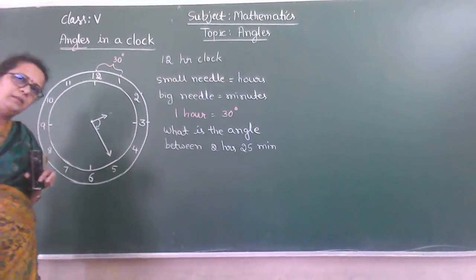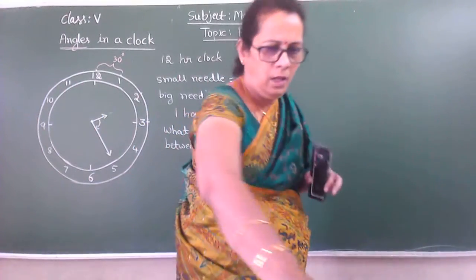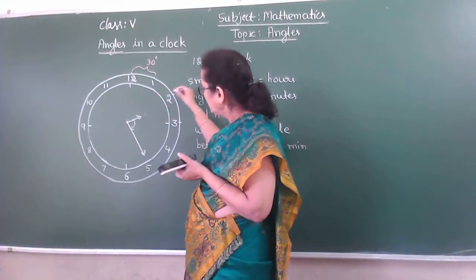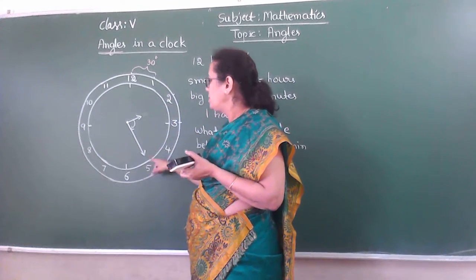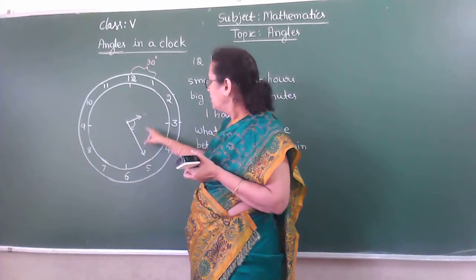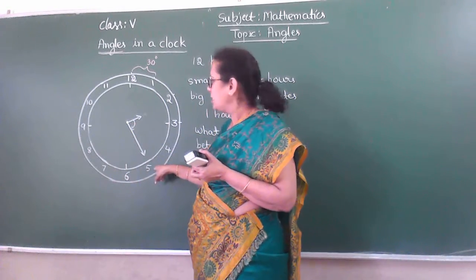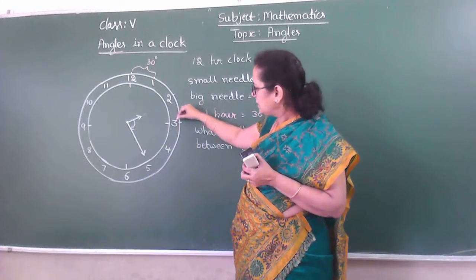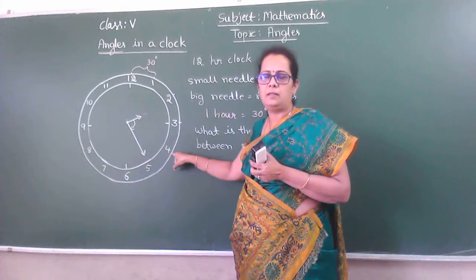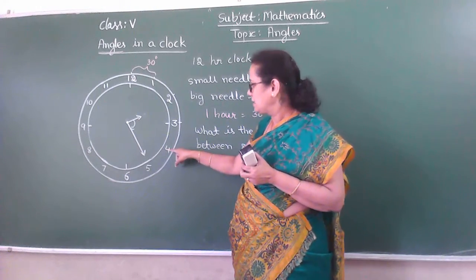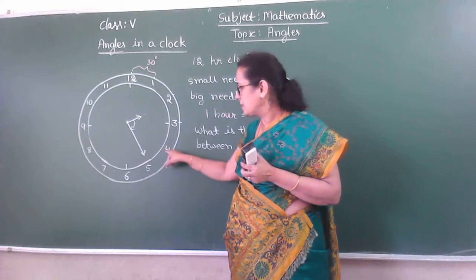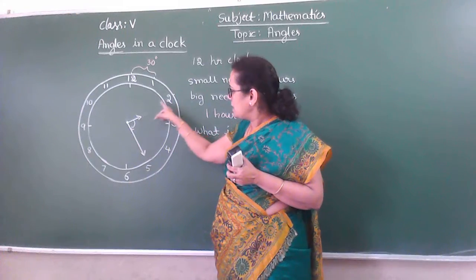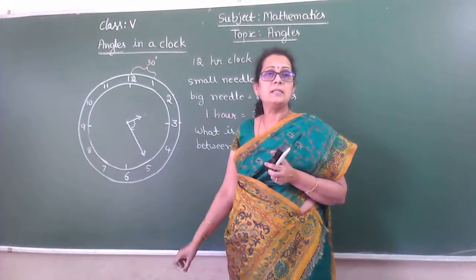Okay, now what will you do? How do you tell it? See, now you count from 2 to 25. From 2 to 3, how many degrees? 30 degrees. 3 to 4 again 30 degrees, plus 30 degrees. Plus 5, that is another number, 30 degrees. So the angle between 2:25 is 90 degrees.